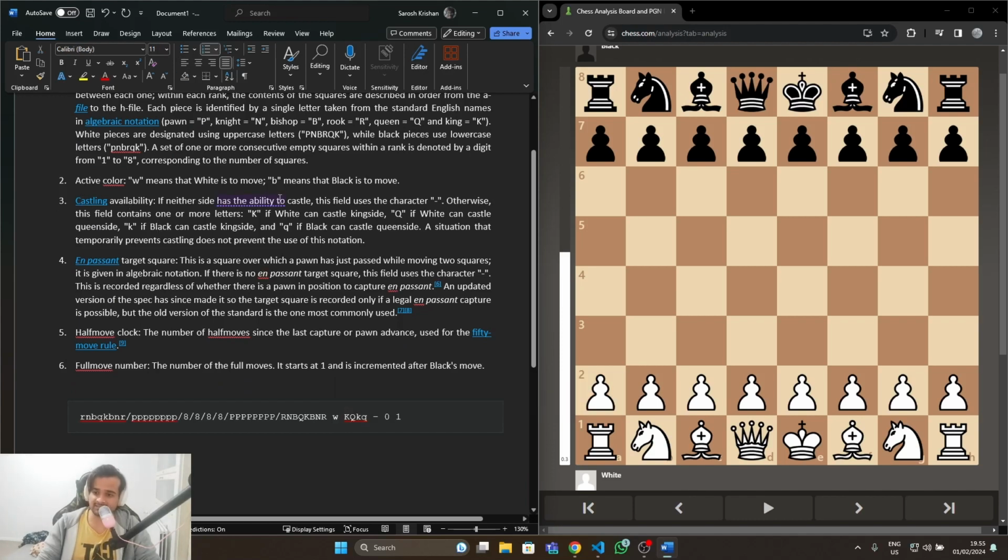If neither side has the ability to castle, this field uses the dash character. Otherwise, this field contains one or more letters. K if white can castle king side, Q if white can castle queen side. Again, lowercase, same thing with the black pieces: k if black can castle king side, q if black can castle queen side. A situation that temporarily prevents castling does not prevent the use of this notation.